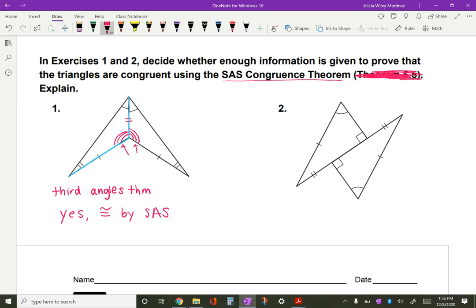Okay. And then number 2 over here, I can see that I have some congruency marks here. Looks like this side of this right triangle is congruent to this side of the right triangle. This side is congruent to this. I have this angle congruent to this angle. They tell me that both of these are 90 degrees, which means that they are congruent to one another.